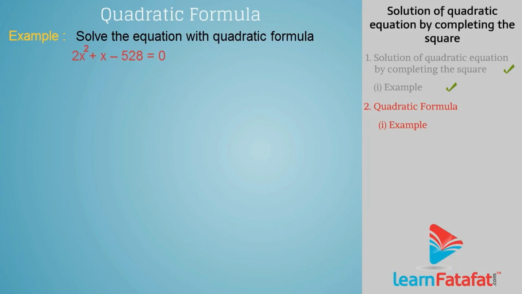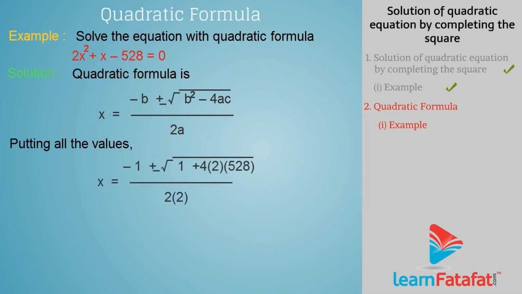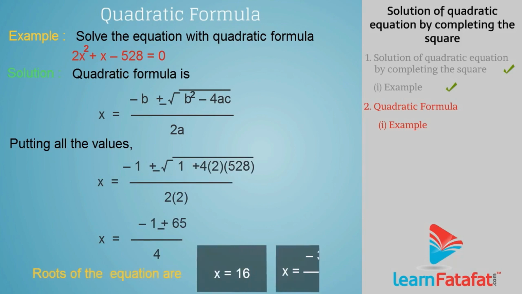Example: solve the equation with quadratic formula. 2x square plus x minus 528 is equal to 0. Solution: quadratic formula is given by, putting all the values in equation and solving the equation. Roots of the quadratic equation are x is equal to 16 and x is equal to minus 33 divided by 2.